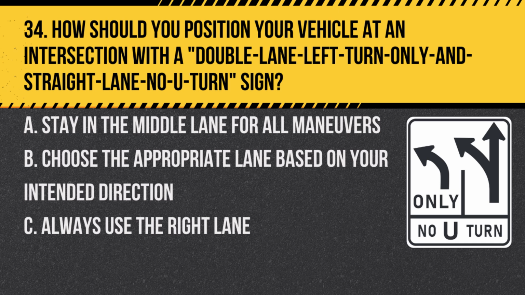Question 34. How should you position your vehicle at an intersection with a double lane left turn only and straight lane no U-turn sign? A. Stay in the middle lane for all maneuvers. B. Choose the appropriate lane based on your intended direction. C. Always use the right lane. Answer: B. Choose the appropriate lane based on your intended direction. Lane markings dictate your options.